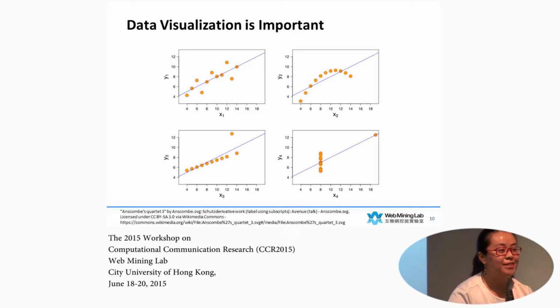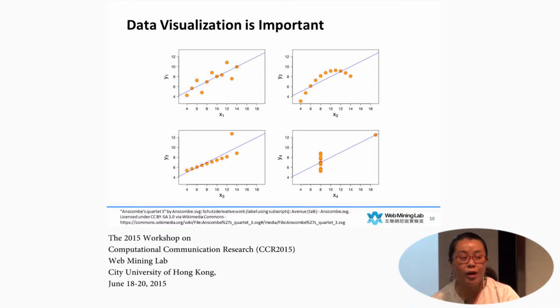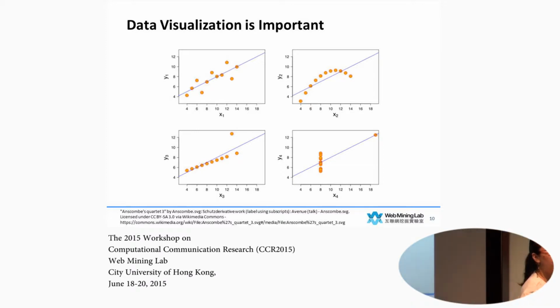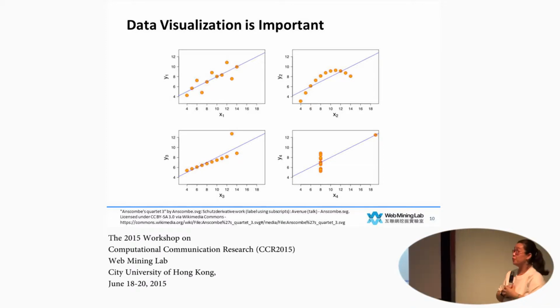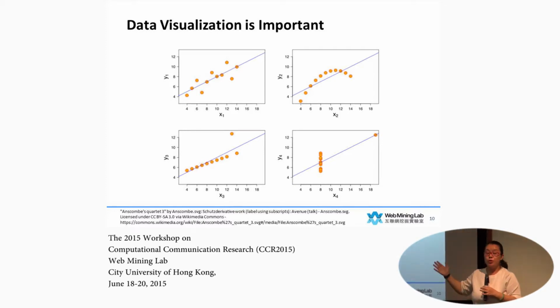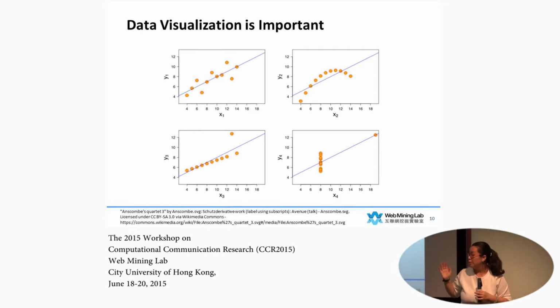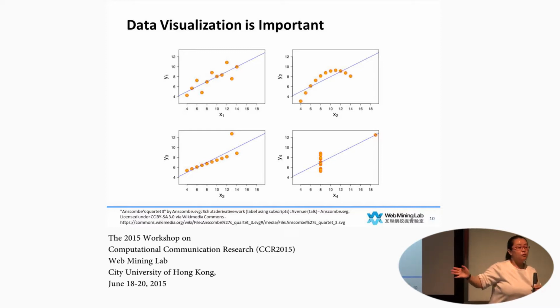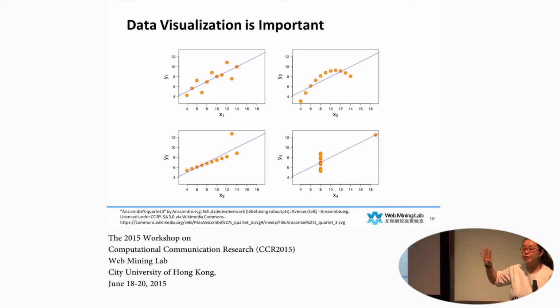Do you find an example, right? Why do we have to know this example when we talk about data visualization? This example is very classic and famous. It shows that four data sets contain exactly the same statistical properties.